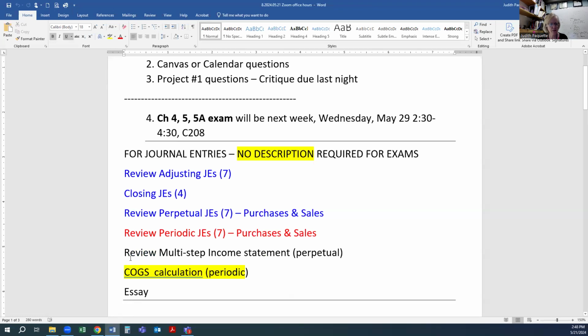And then as far as statements go, you need to understand how to calculate a multi-step income statement, because we use it all the time, and you're going to see it in your projects. You're going to see it in the statements that you work with. And then you also need to be able to calculate cost of goods sold using the periodic system. Okay. And then you're going to write a little essay on trend analysis, just like you did last time. And when you get the practice exam, you're going to see that as well.